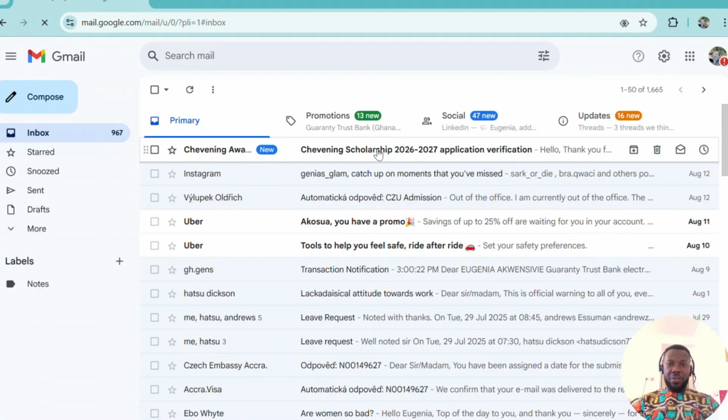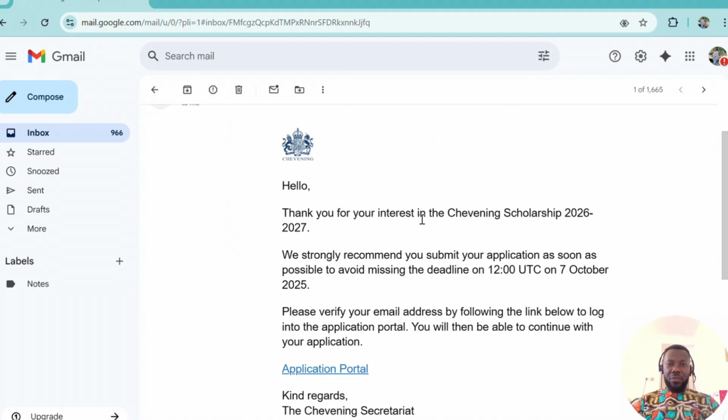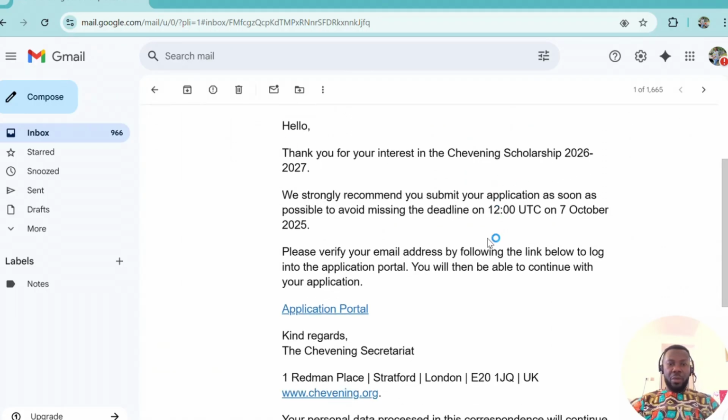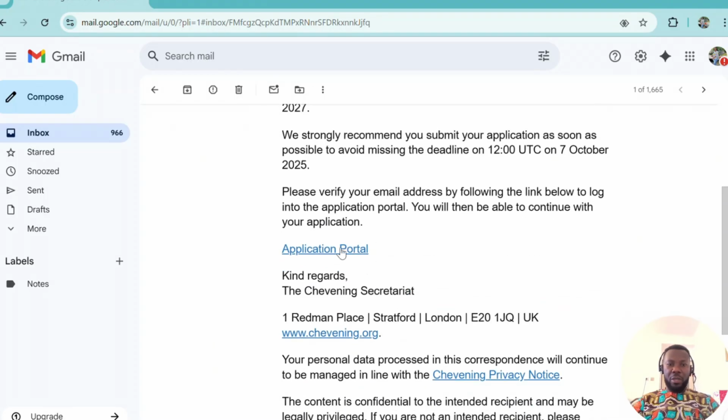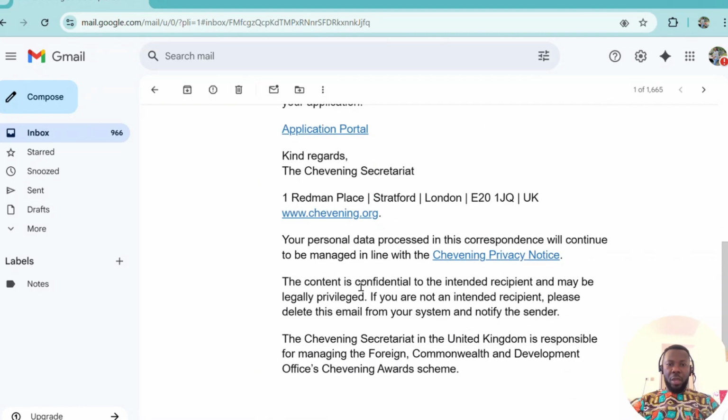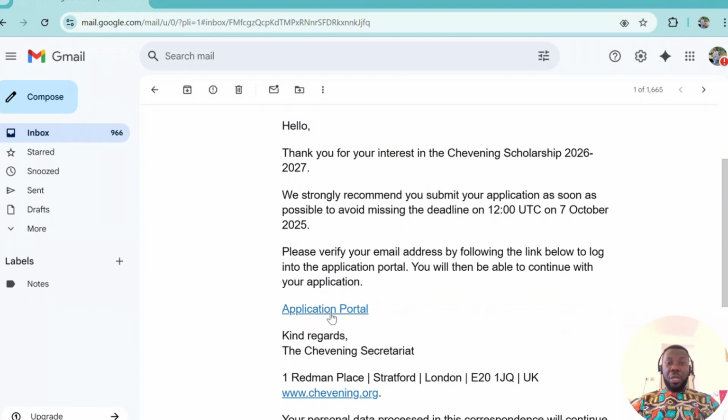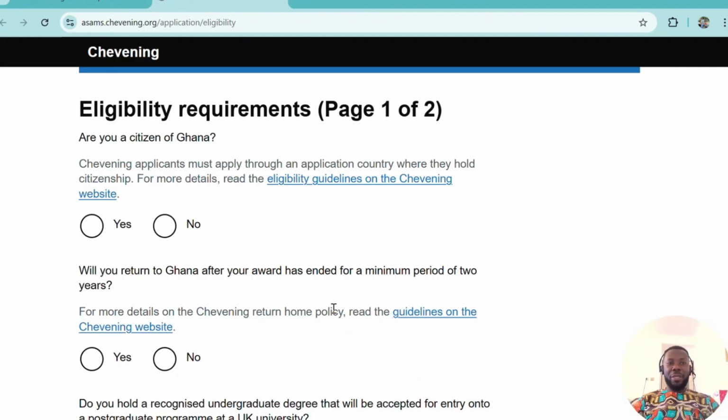So I have received a mail. Click on it. Hello, thank you for your interest in Chevening Scholarship. We strongly recommend you submit the application as soon as possible to avoid missing the deadline, and so on. Application portal, etc. Your personal data in this correspondence will continue to be managed in line with our policy. Okay, so now please verify your email address by following the link below to log into the application portal. So this is the most important aspect of the email.